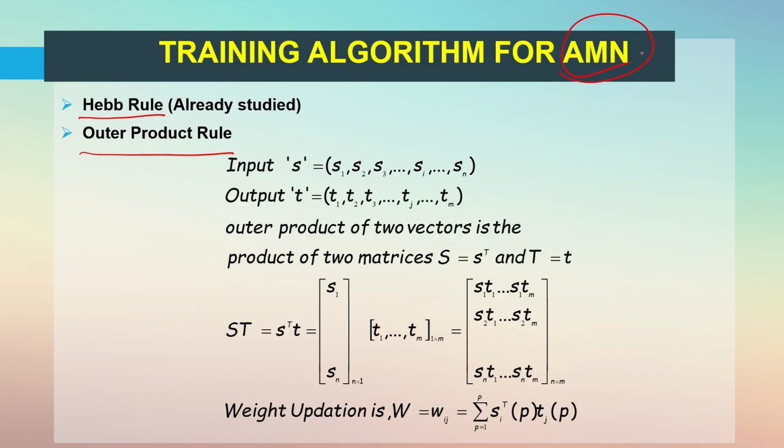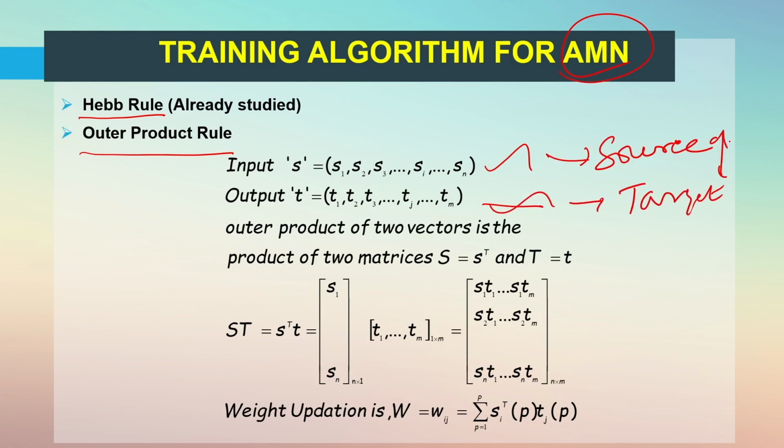Let me come to the outer product rule, how it has been applied for the auto-associative memory neural network, or in general associative memory network. Let us take an input. What is the input? Inputs are S1, S2, S3, etc. What is the output? T. S1, S2 depends on the source. This is the source. T is called the target. T1, T2. For each and every source we have a target.